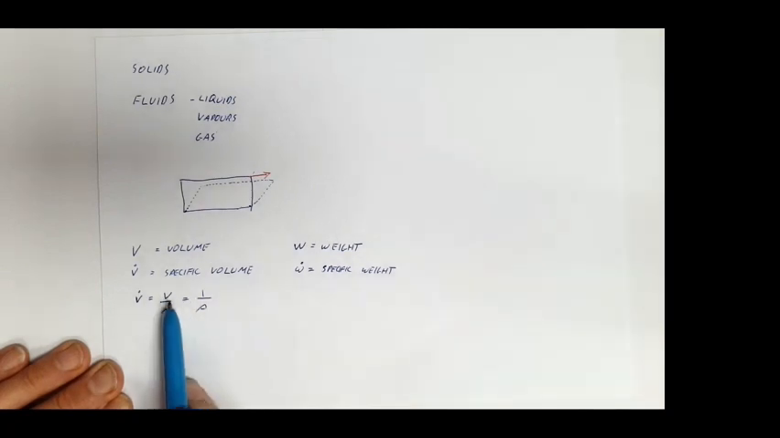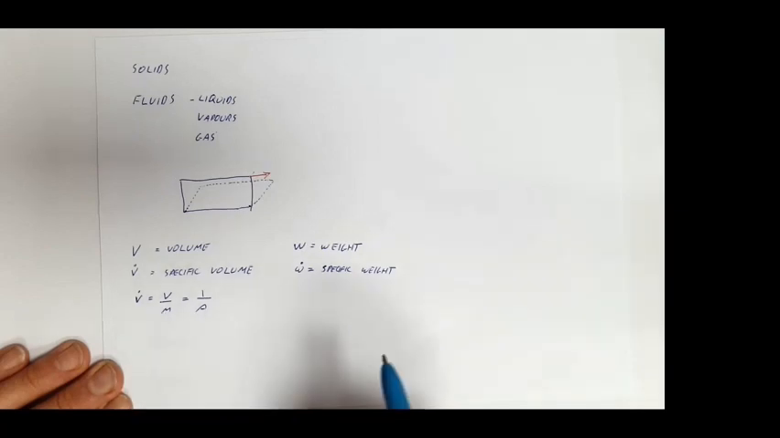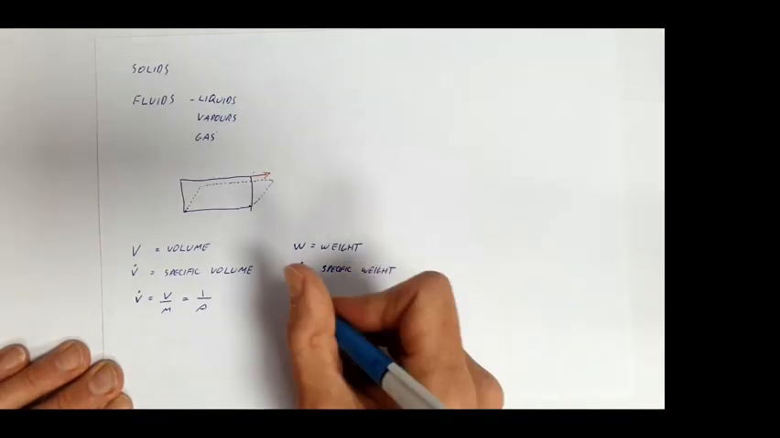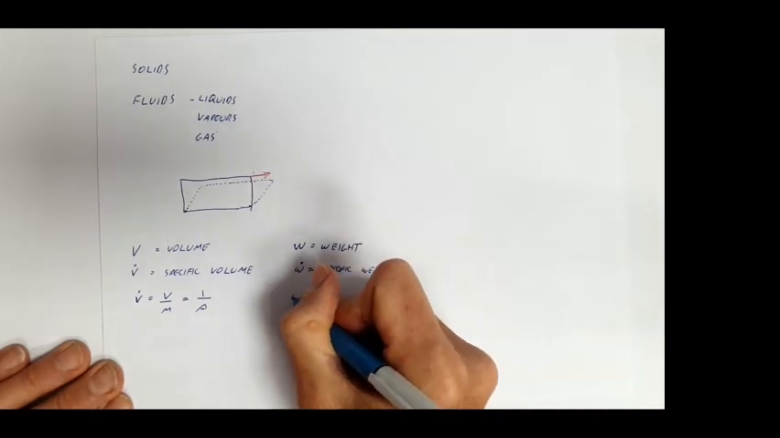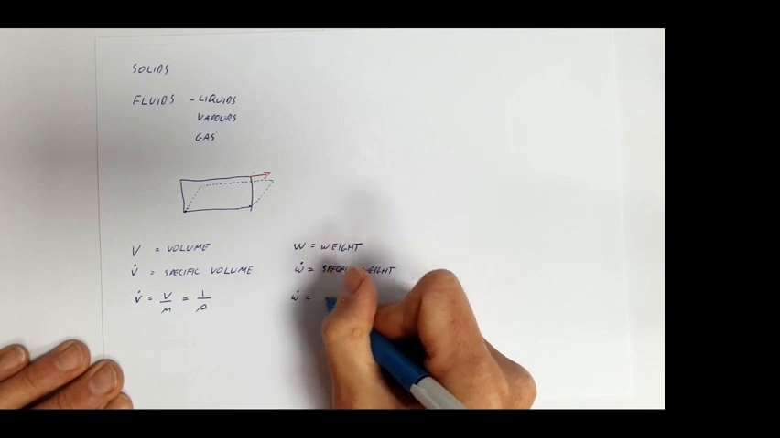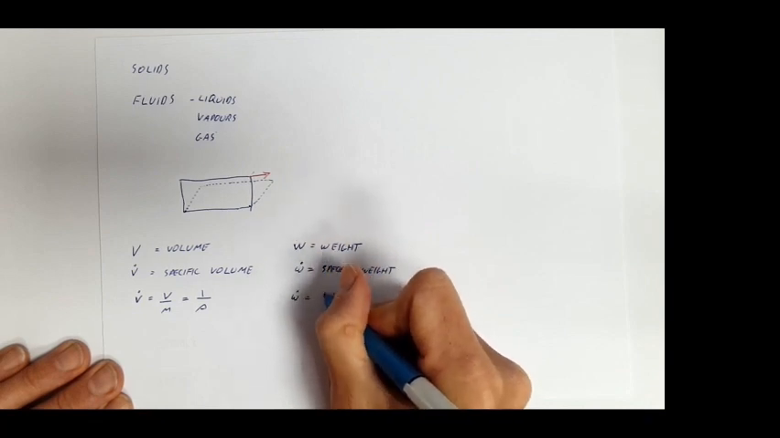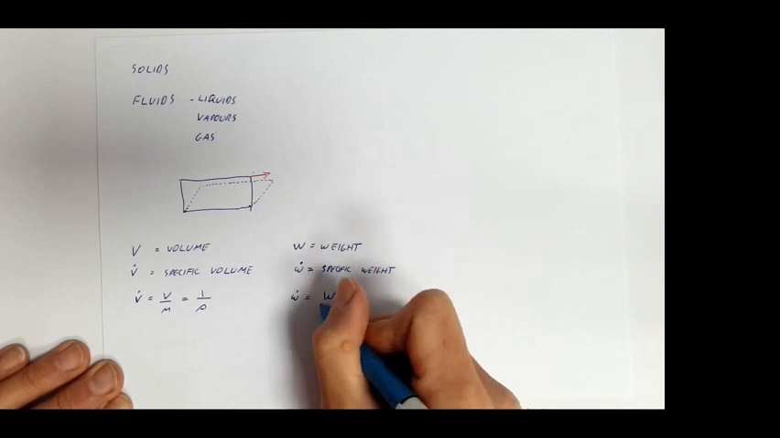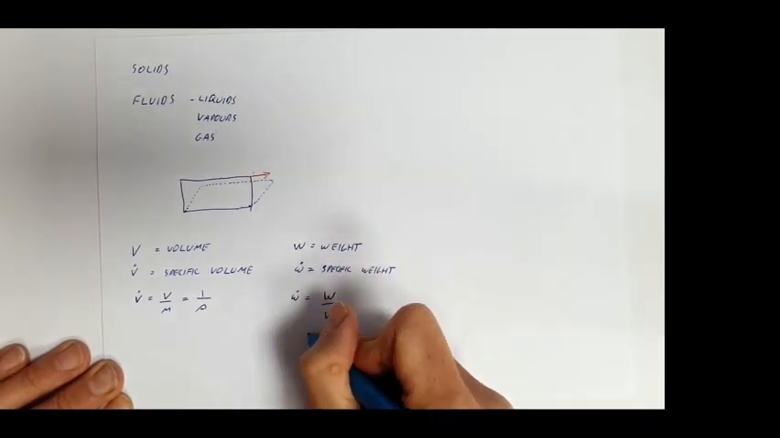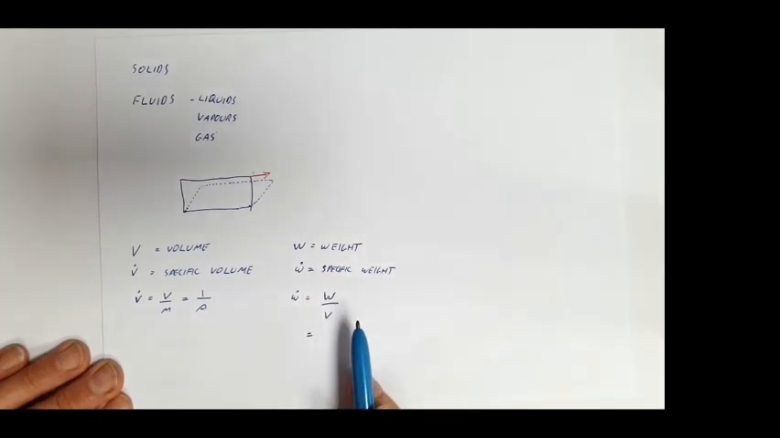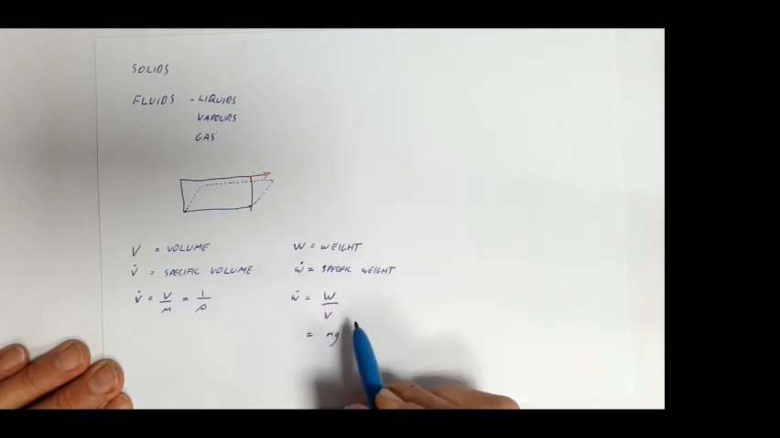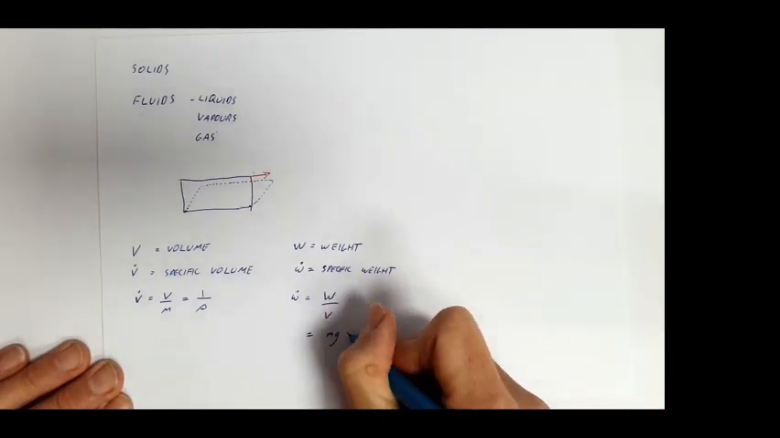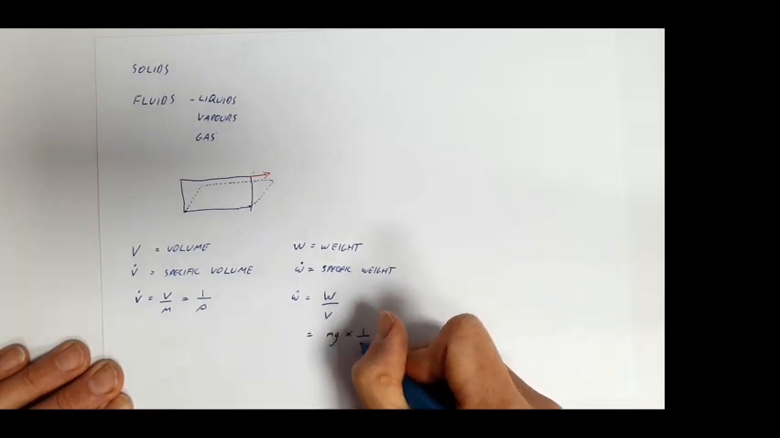Okay, so in order to get from volume to specific volume, we simply divide by the mass. However, this time we're going to divide through by volume. So our specific weight is simply our weight, uppercase W, divided by volume. Our weight is our mass times our gravity, and our volume, we multiply that by the inverse of the volume.